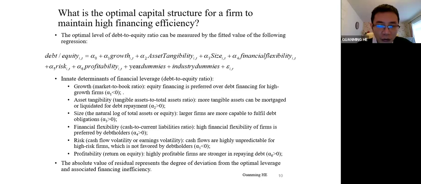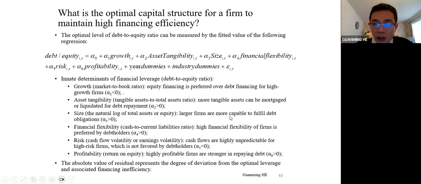Fifth is the firm risk, which could be measured either by the cash flow volatility or earnings volatility. The last one is the profitability, which could be measured by the return on equity. So if a firm has high growth, then equity financing is preferred over debt financing. If the company has a large amount of tangible assets, which can be mortgaged or liquidated for the debt repayment, then debt financing is preferred over equity financing.